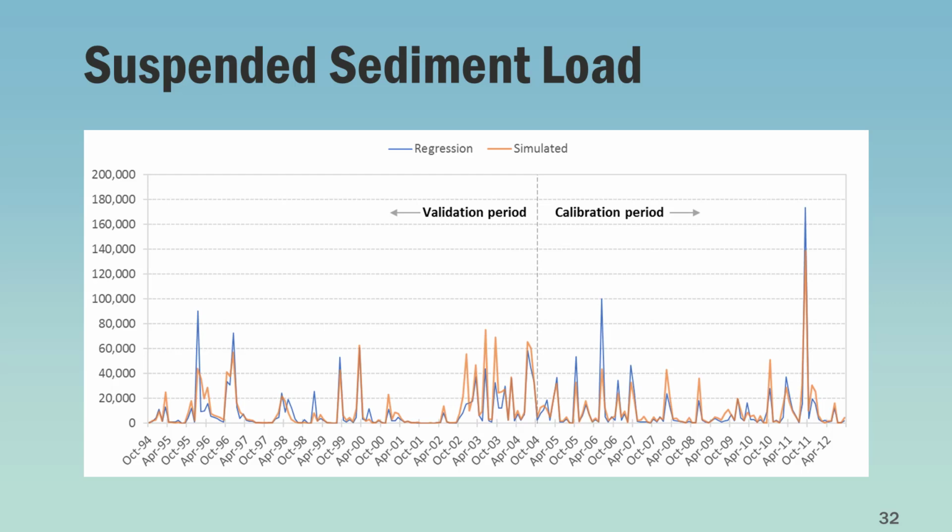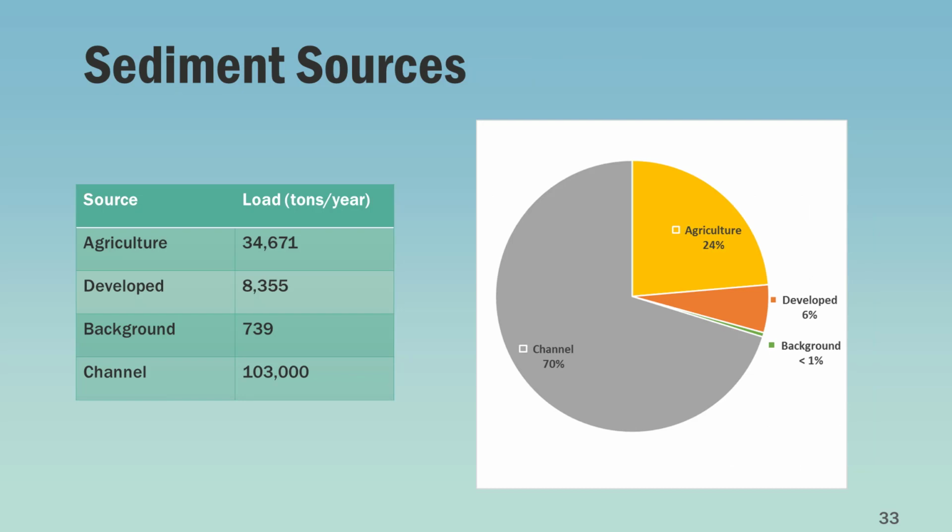However, that is generally the norm, and based on that, we see that the simulated loads at the monthly time step are comparable to the regression loads. So based on all the background information that went into the modeling, including other watershed studies, sediment fingerprinting studies, and this innovative linked SWAT HSPF model, we see that channel sources are dominant in this watershed. However, what we cannot ignore is that a large fraction of the load is still associated with the agricultural land, followed by the developed land.